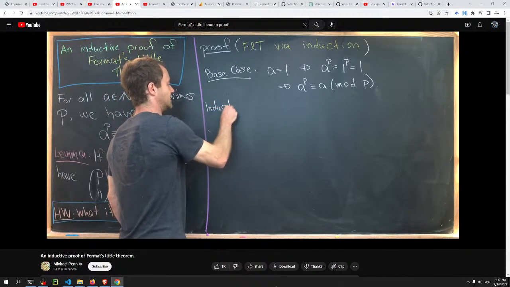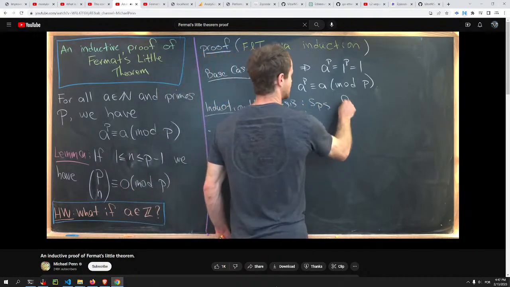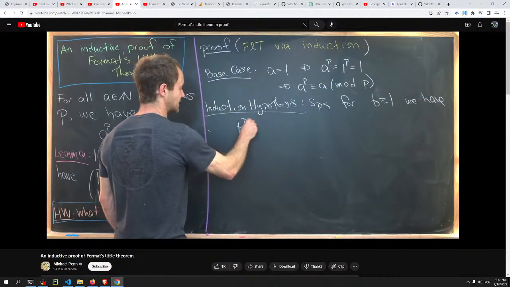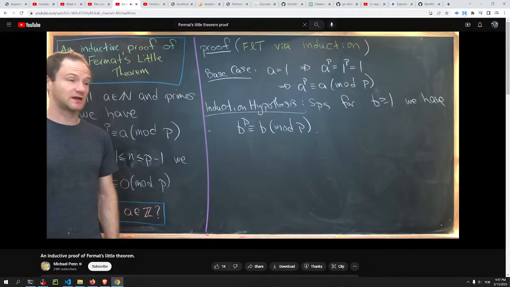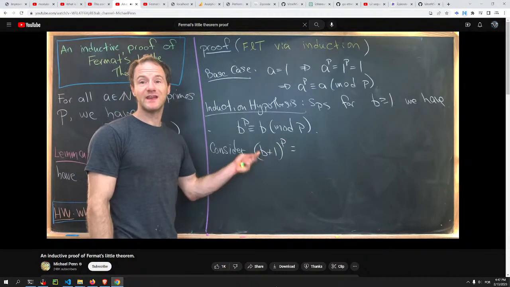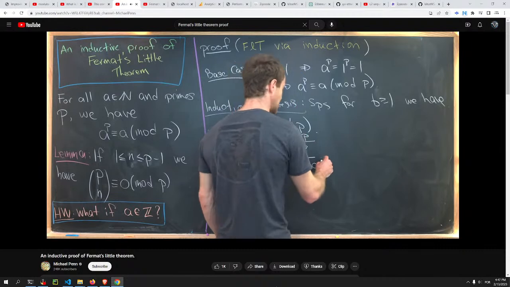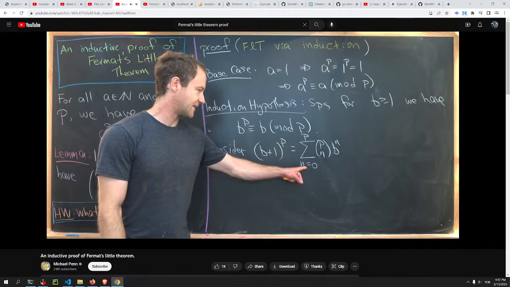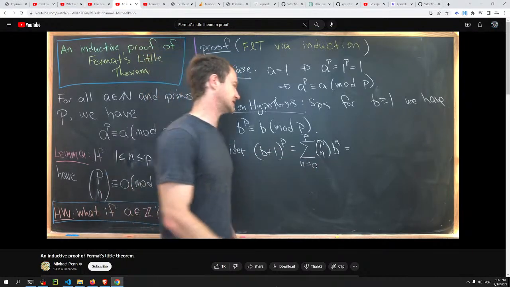Okay, so next let's make our induction hypothesis. So that means we want to suppose for some b bigger than or equal to 1, we have the result holding. So we've got b to the p is congruent to b modulo p. And then next we want to consider b plus 1 to the p. So let's do that. So consider b plus 1 to the p. But via the binomial theorem, we can expand this fairly easily. So that's going to be the sum as n goes from 0 all the way up to p of p choose n times b to the n. Again, that's just by the binomial theorem. Next, I'll take out the 0th term and the pth term. Notice the 0th term will be p choose 0, which is just 1, b to the 0, which is 1.